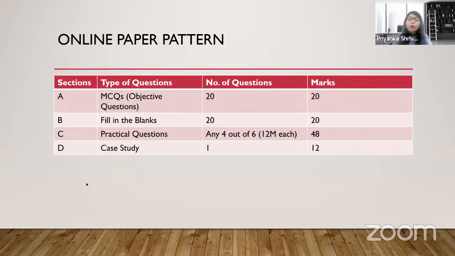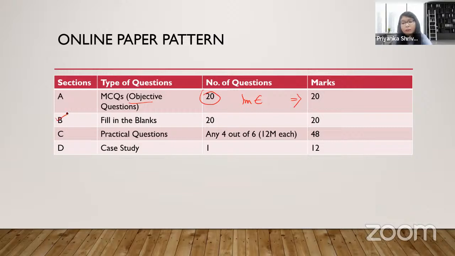coming to the online paper pattern, which is your current paper pattern. This analysis I derived from the paper that came in the December 2021 attempt. On the basis of that, I determined this analysis for you guys. Your paper is divided into 4 parts: section A, section B, section C, and section D. Section A consists of MCQs, that is your objective questions, in which you will get 20 questions, 1 mark each, which comprises 20 marks, and 90% of this section will come from the theory part.